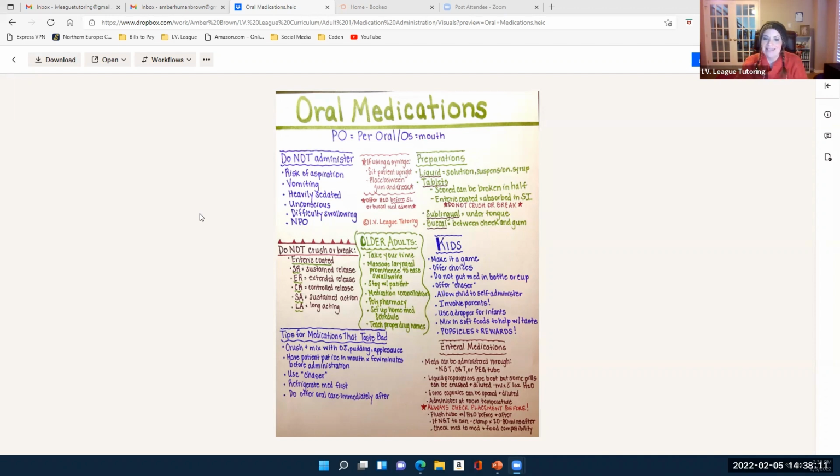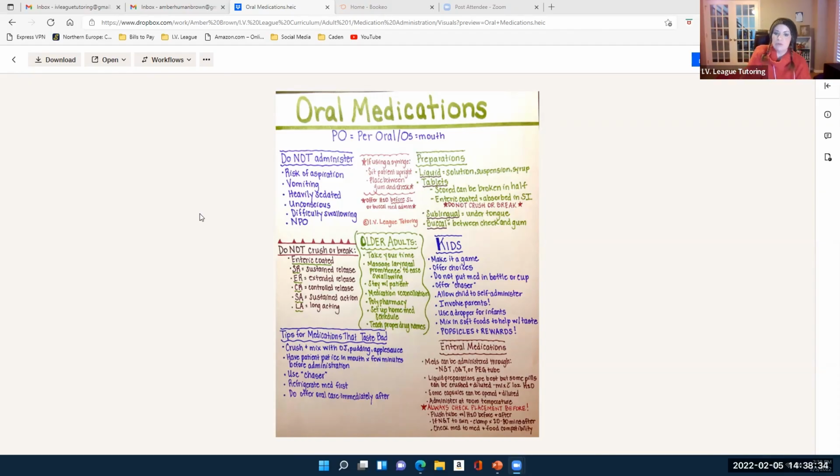If you are giving a sublingual, what is a sublingual medication? Under the tongue. Or if you're giving buccal, where does the buccal medication go? Between the cheek and the gum. Give them water first, not afterwards, because if you give it to them afterwards and they swallow the med, it's going to go in the GI system and it won't absorb well.